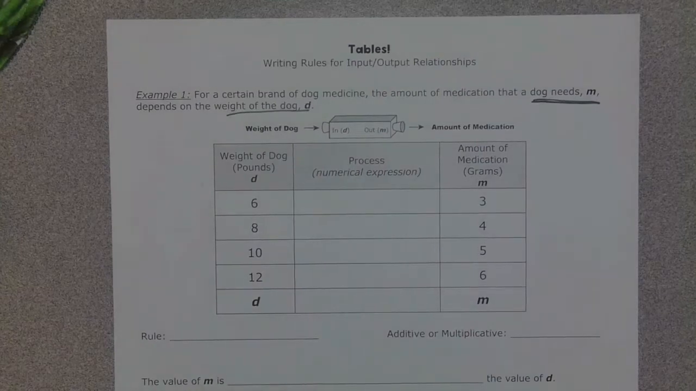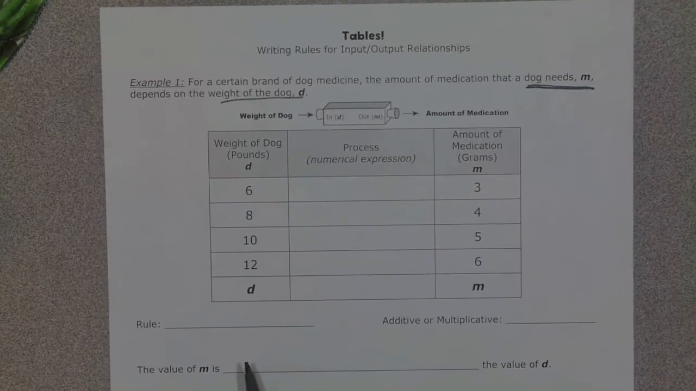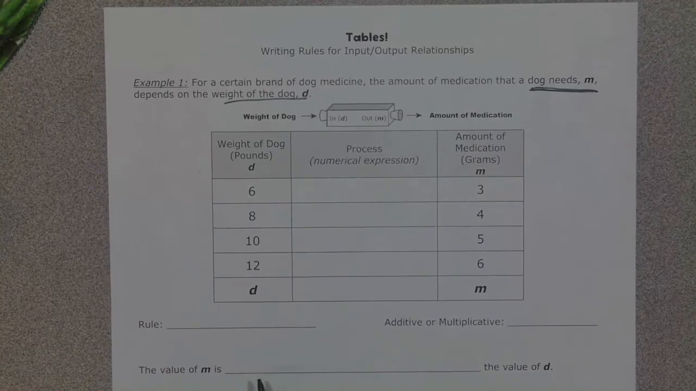Okay, so we are continuing on with what we looked at yesterday, where we're taking a situation, creating an input-output table, and writing a rule, which is the equation. But we're also going to add two things to it today. The first thing is we're going to decide, is this an additive relationship or a multiplicative relationship? And then we're going to create a verbal description that will compare the relationship between the output and the input. So let's start with example one.